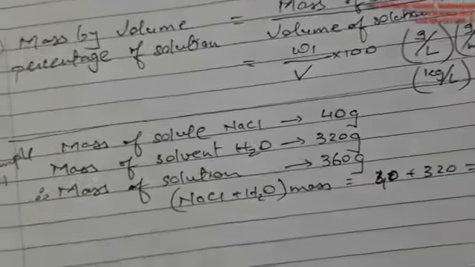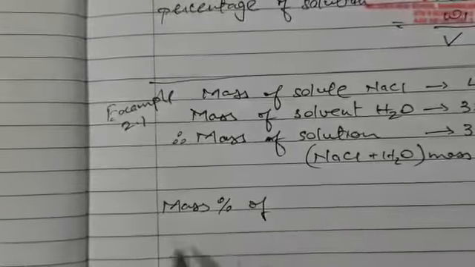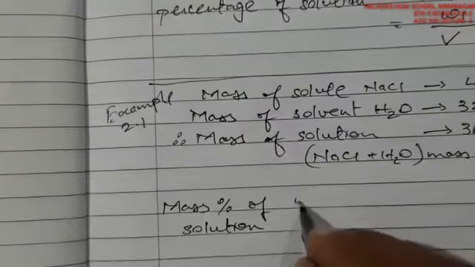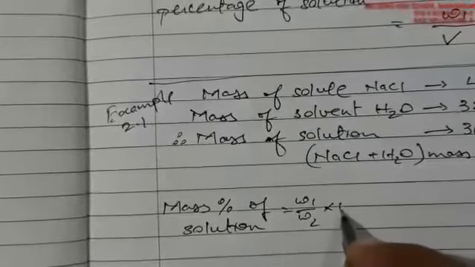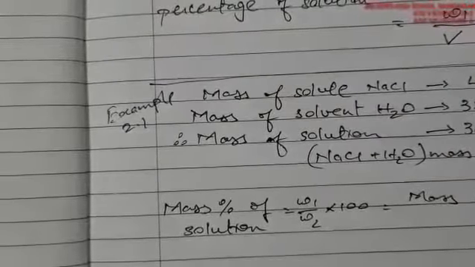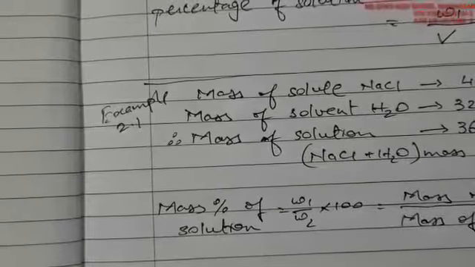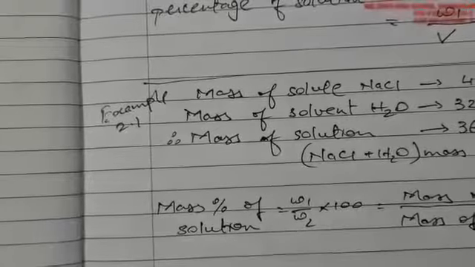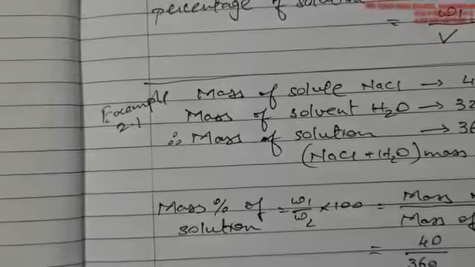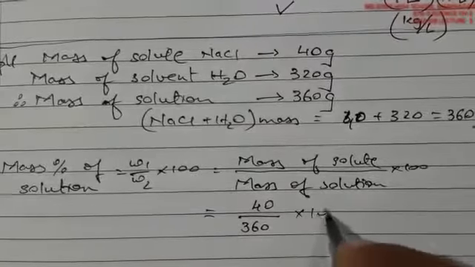Now according to the formula, the mass percentage of solution, as I told you, is W1 upon W2 multiplied by 100, that is mass of solute upon mass of solution multiplied by 100. Here the mass of solute is 40 grams and the mass of solution is 360 grams, multiplied by 100.